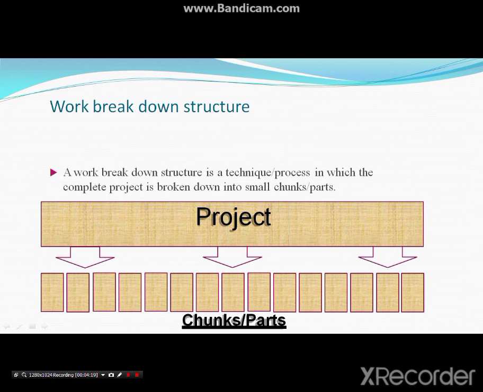So what is the meaning of work breakdown structure? It is a technique or process in which the complete work of the project is broken down into pieces or small parts. Okay, work breakdown structure is a technique in which the complete project work is broken down into small chunks or parts. So this is the way the project is divided into small parts. You can see the whole project is divided into sub projects.